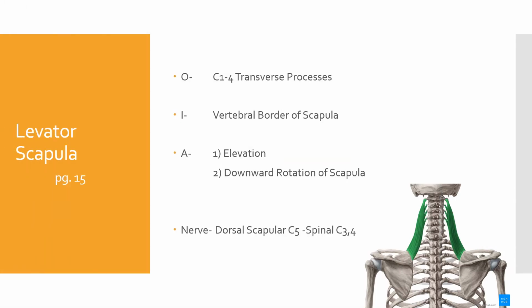Levator scapula, origin, C1 to 4 transverse processes, insertion, vertebral border of scapula. Two actions include elevation and downward rotation of scapula.